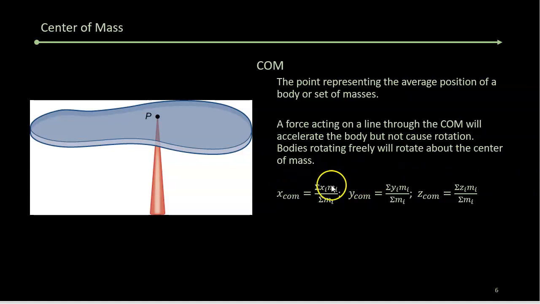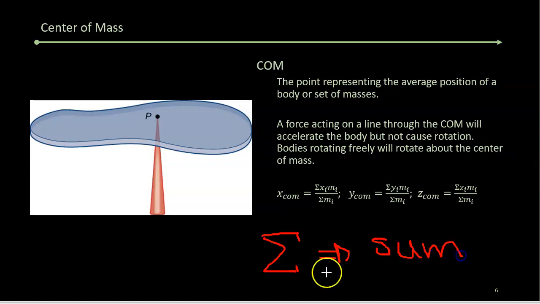That's what this sigma, this Greek character, I should have explained earlier. That's a capital sigma, and this means sum. We're summing. Sorry, I got to explain that earlier. So we're going to sum all of the masses times their positions, and then we're going to divide by the sum of all the masses.